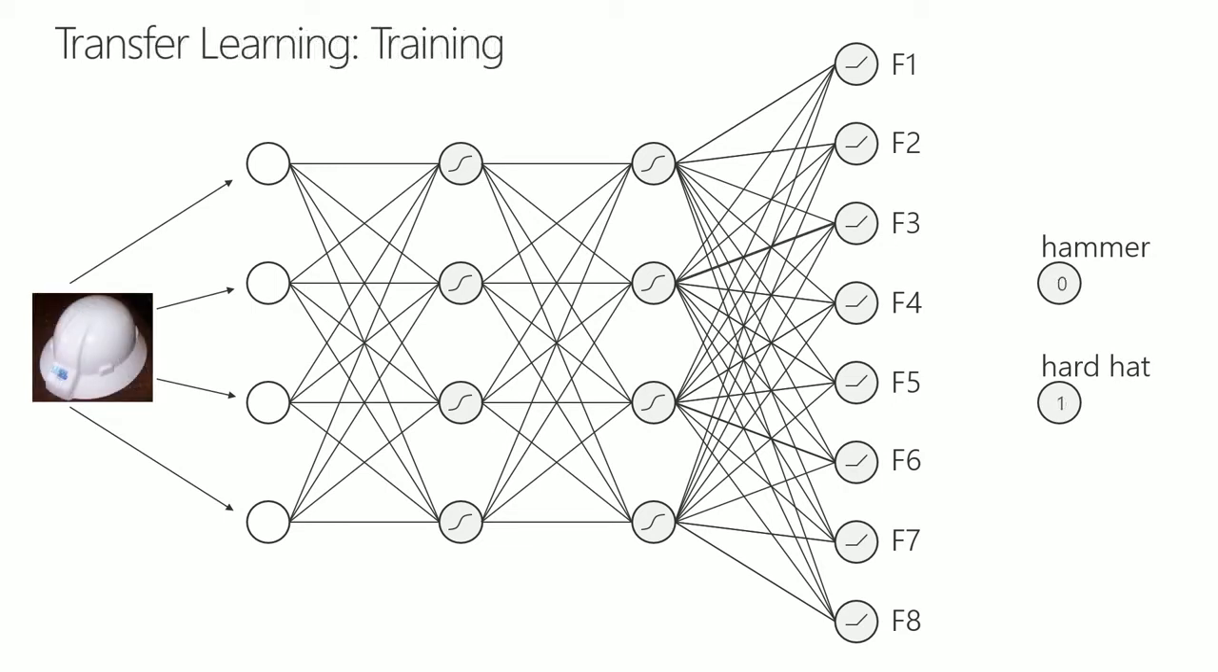Same thing with hard hats. Take a picture of a hard hat, process it through the image, collect the features, get another binary variable, 1 or 0 for hard hat or not. Let's do that for a few dozen, few hundred images. So what do we get?